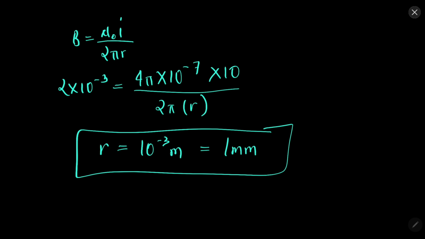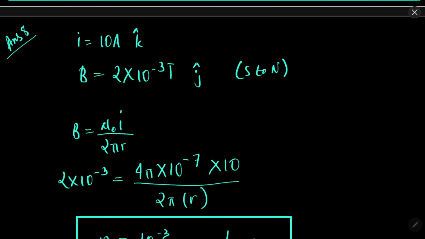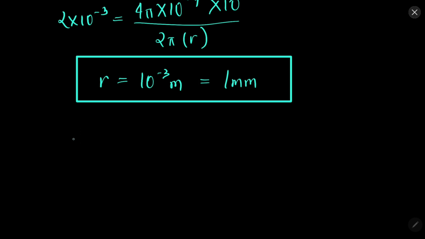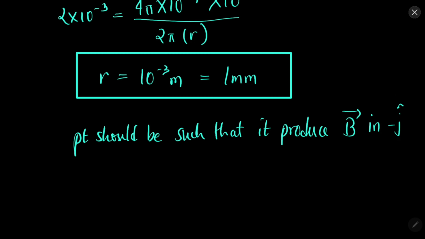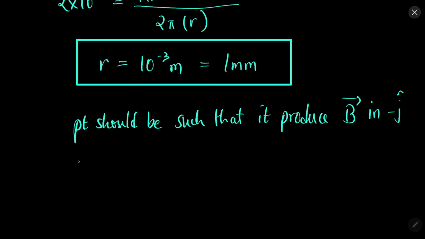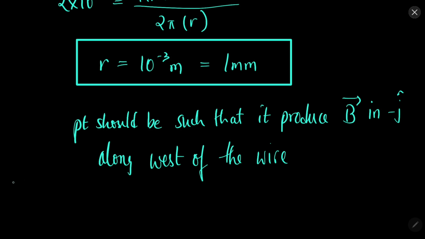So this will be the distance, and the point should be such that it produces magnetic field in the minus j cap direction. So along the west of the wire.